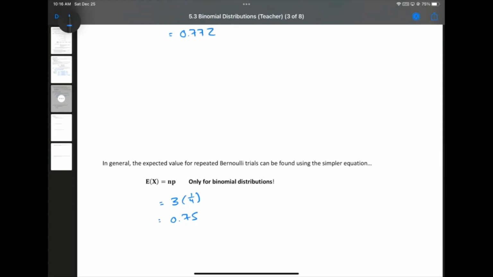Now, if you think about what that equation is really saying, it's just saying 1/4 of the questions are going to turn out to be correct. There were 3 questions, so 1/4 of 3. That seems super obvious, that would be the average number of correct questions.